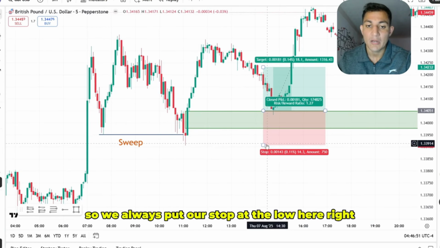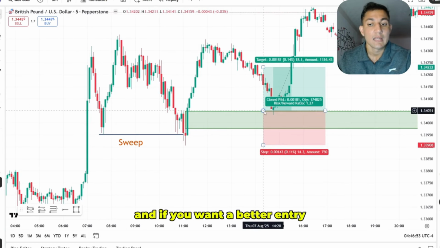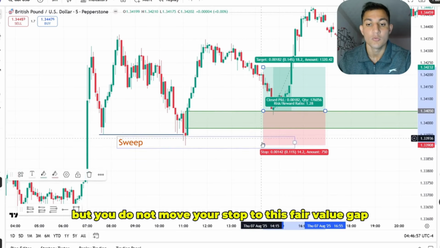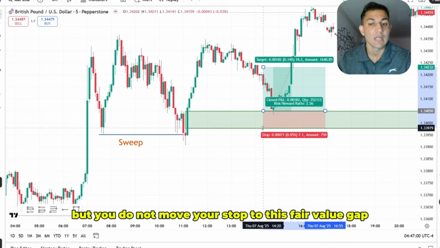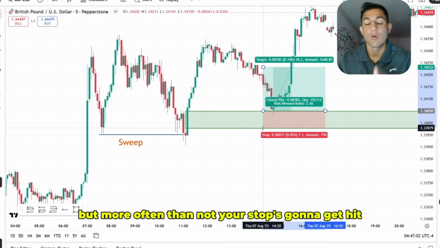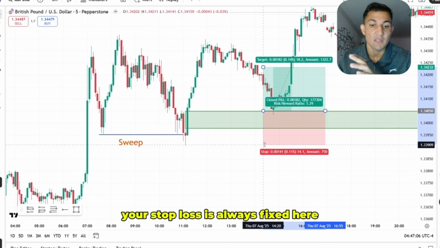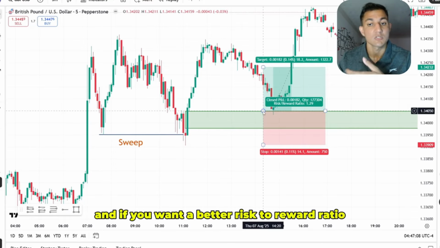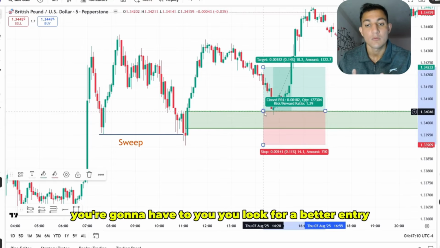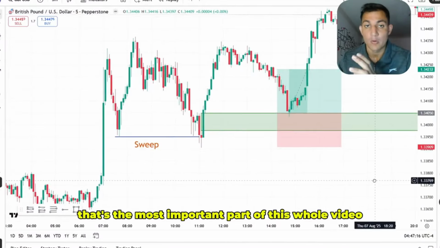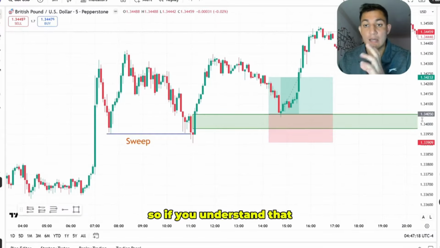So we always put our stop at the low here, right? And if you want a better entry, go finesse it on the lower time frames, but you do not move your stop to this fair value gap. I know you get away with it in this example, but more often than not, your stop's going to get hit. You do not move your stop loss. Your stop loss is always fixed here. And if you want a better risk to reward ratio, you're going to have to look for a better entry, right? But you do not move the stop loss. That's the most important part of this whole video. So if you understand that, congratulations.